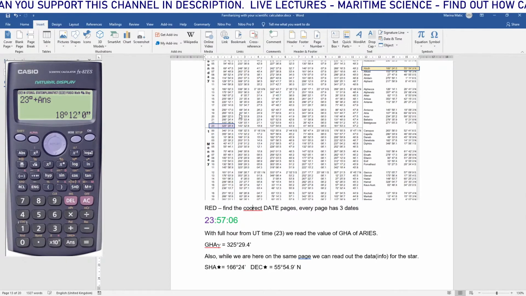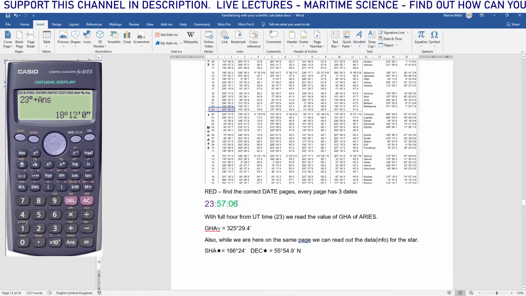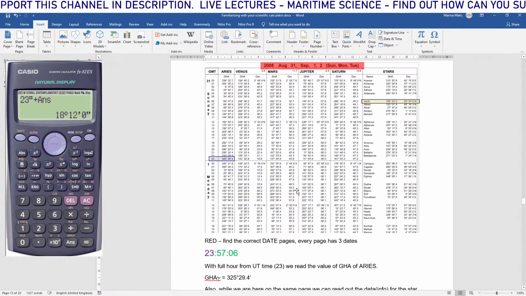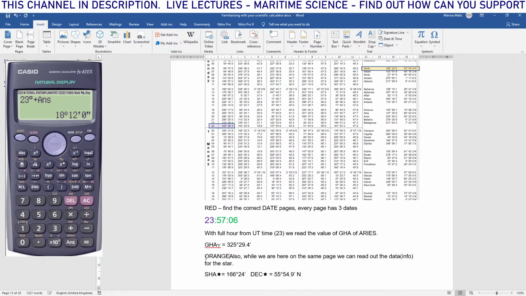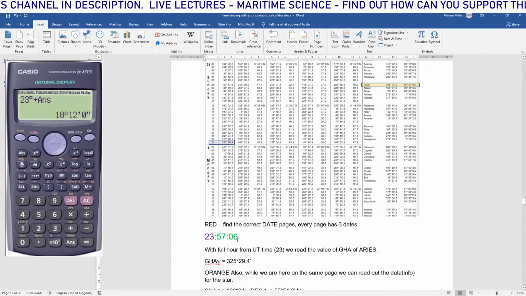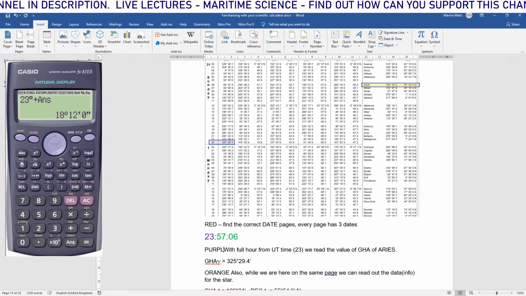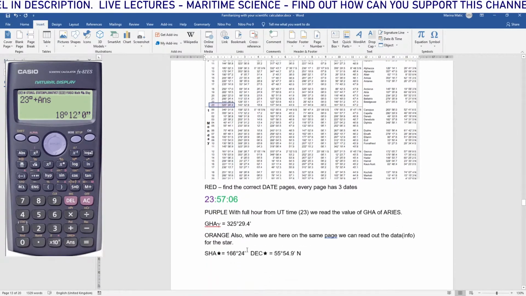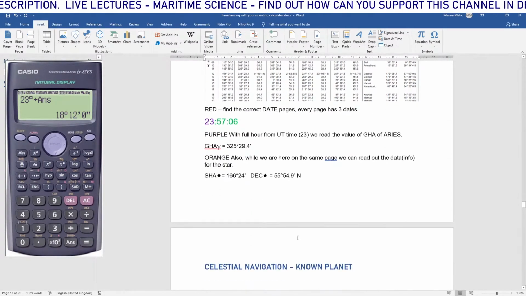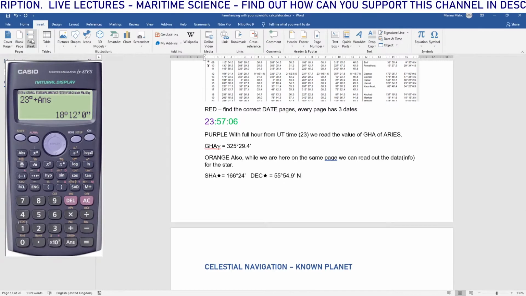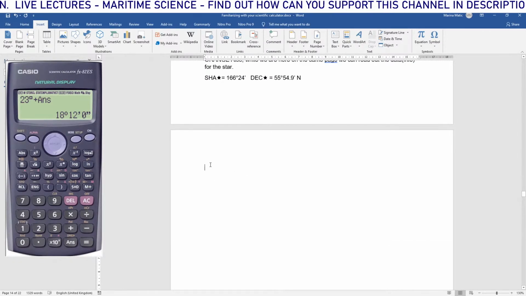What is this? 2 hours. So red, find the correct date, so that is in red, and also orange. So later on I will decorate this to look nicer. So red, and this is purple. So I will make the aesthetics later for this one. Now let's put a page break and continue here.